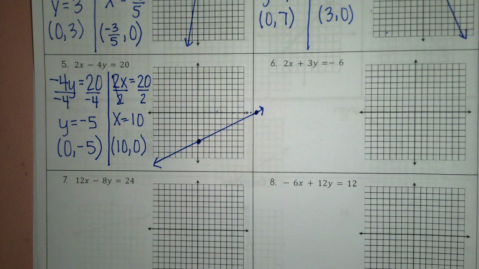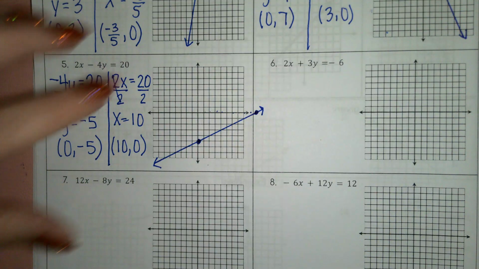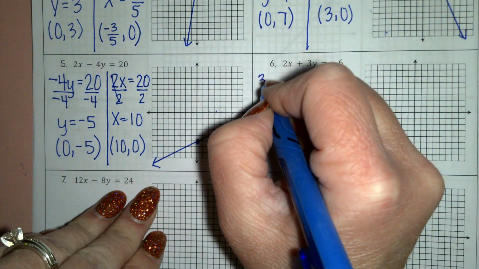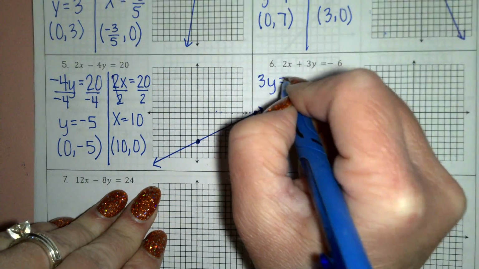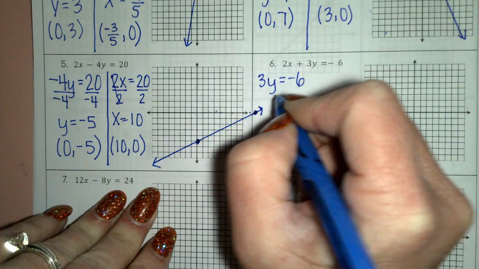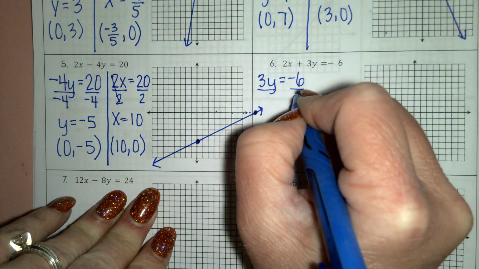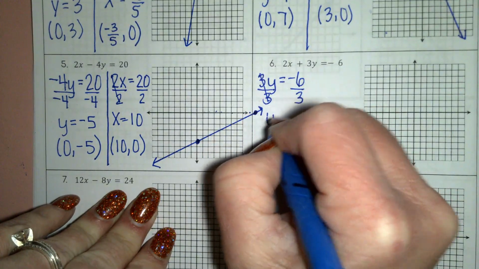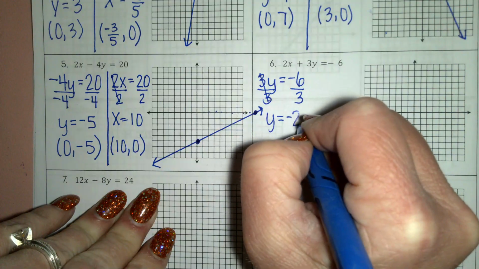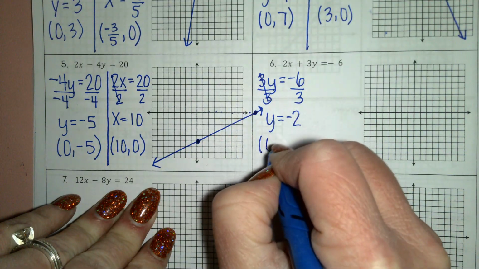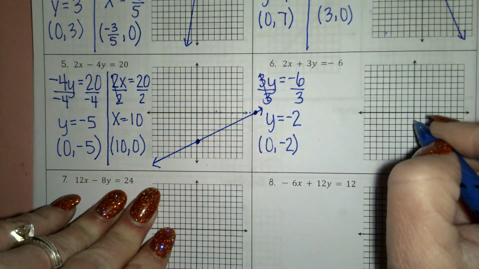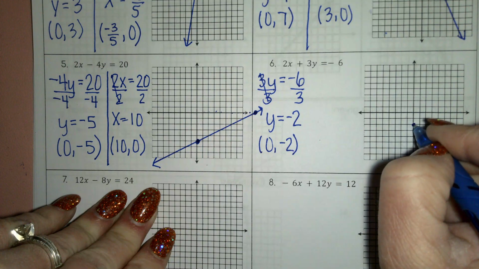Number 6. Cover up the 2x. You're left with 3y equals negative 6. You're going to divide both sides by 3. So y is equal to negative 2. My ordered pair would be 0, negative 2. I just go down to negative 2 and place my point.